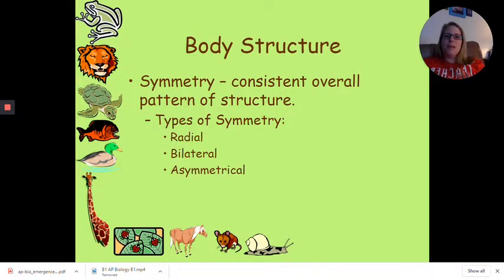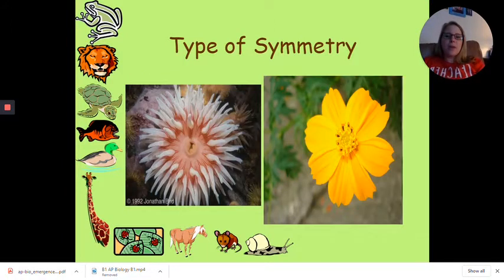Symmetry is defined as a consistent overall pattern of structure, and there are three kinds we're going to talk about: radial, bilateral, and asymmetrical. Radial is when you can make two identical halves from cutting more than one way. Bilateral is you can cut one way and get two identical halves. We are bilateral. Asymmetrical would be like a sponge, where no matter how you cut it, you are not getting two identical halves.